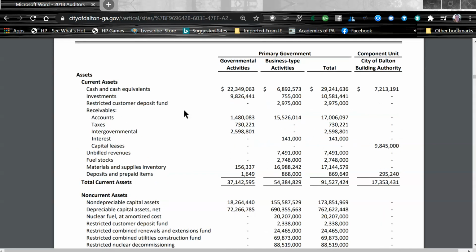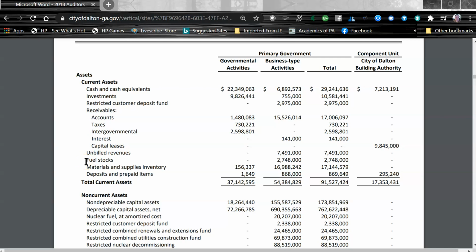And so when you're talking about what kind of things you see, if you look over here at current assets, I told you you're going to see both current and non-current assets. It's going to look very similar to what you may have been used to seeing with private company financial statements. We've got our cash and cash equivalents, investments, restricted customer deposit funds that have been given to us, and our receivables, which we can classify by their type, and then we have unbilled revenues. That's probably a little new to you, but once you learn the mechanics of how a government operates, you begin to understand what these specific terms mean.